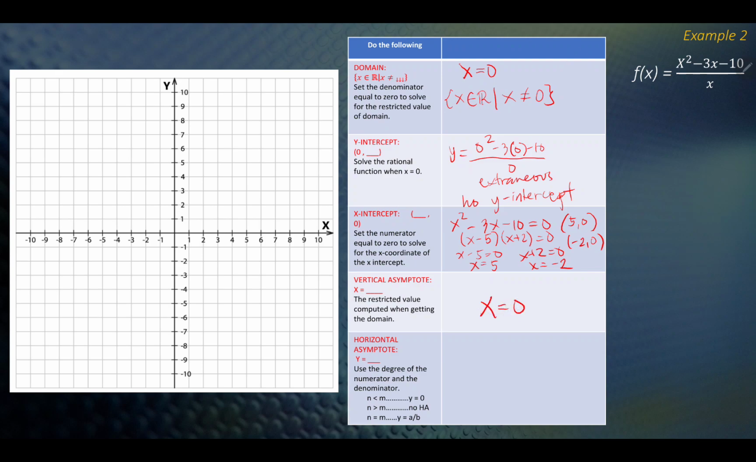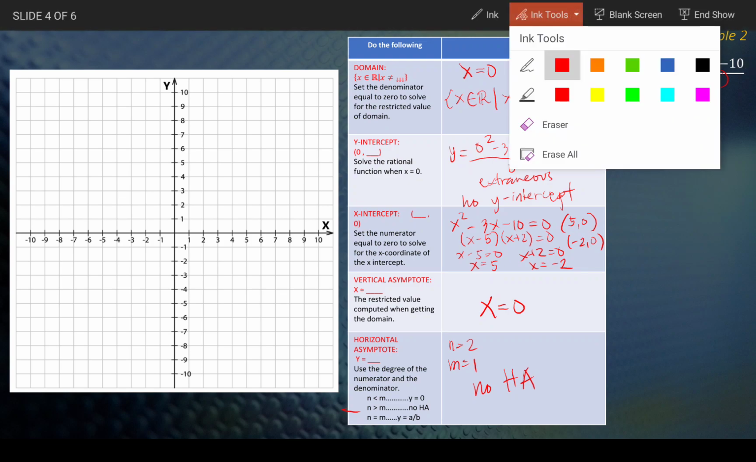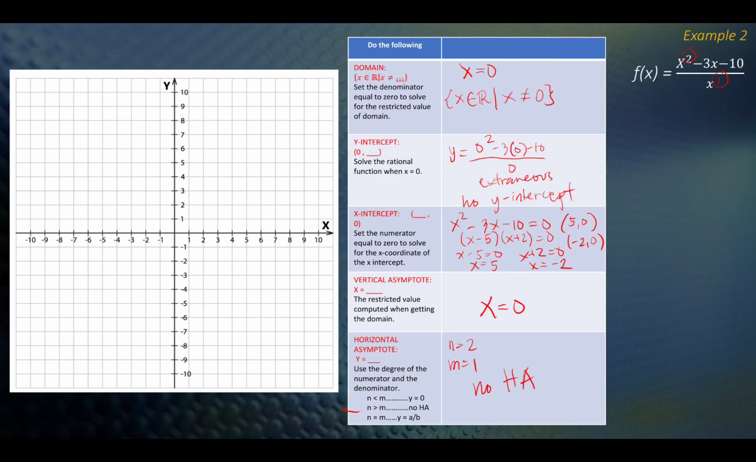For the horizontal asymptote, we just look at the degree. The numerator is equal to 2, second degree. The denominator is raised to 1. So the numerator is greater than the denominator. So we have no horizontal asymptote. So let's try to graph. It says that there is no horizontal asymptote, so we will not draw a horizontal line. And for the vertical asymptote, we have to set it at x equals 0.